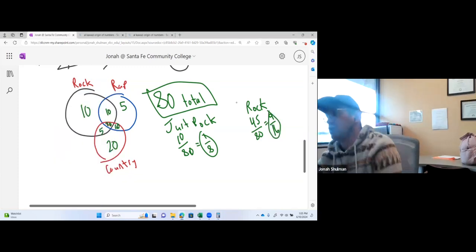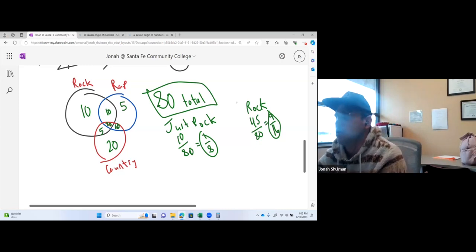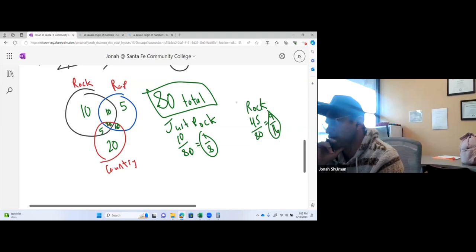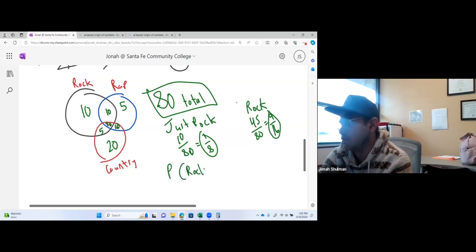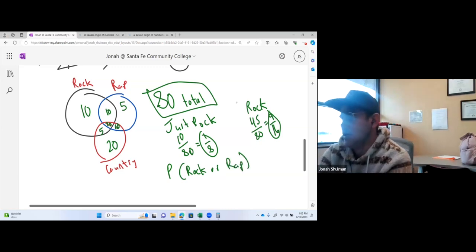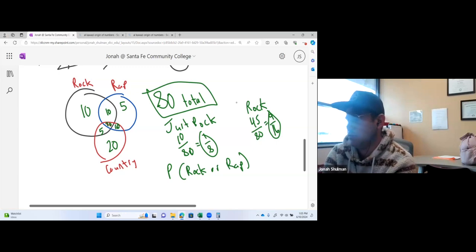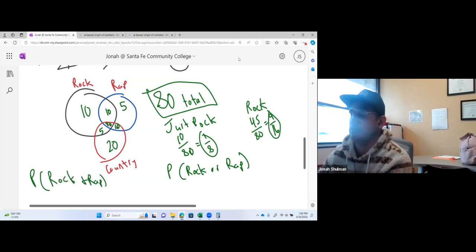Now, when they're talking about or, a lot of times we have to add them, but we can't double count the middle. What do I mean by that? Let's say we want to know the probability of somebody liking rock or rap music. What if it's the probability of somebody liking rock and rap music?